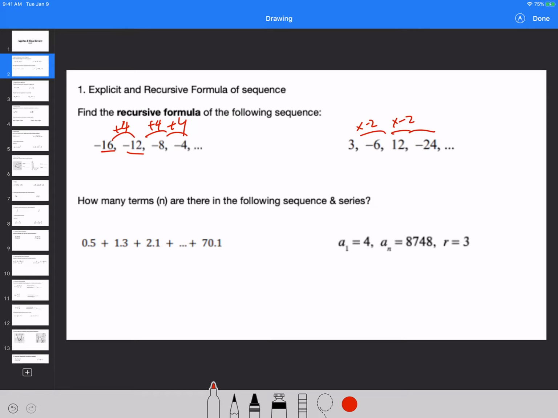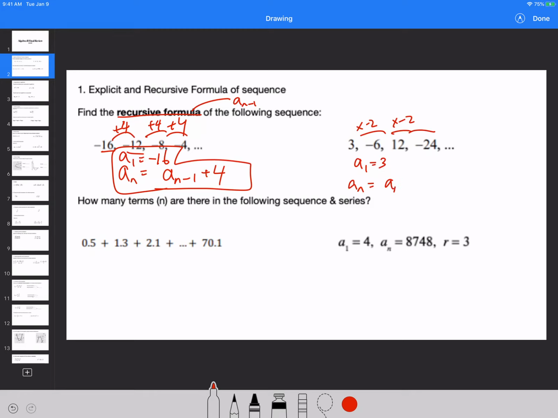The way to do it is, a recursive formula always utilizes what we call the previous term, a sub n minus 1. So a sub n is equal to a sub n minus 1, the previous term, plus 4. And the first term is -16. You need to state both of them like this. For the next one, a sub 1 is 3, and a sub n is the previous term times -2, or just leave it as -2 times a sub n minus 1. That should be the answer.